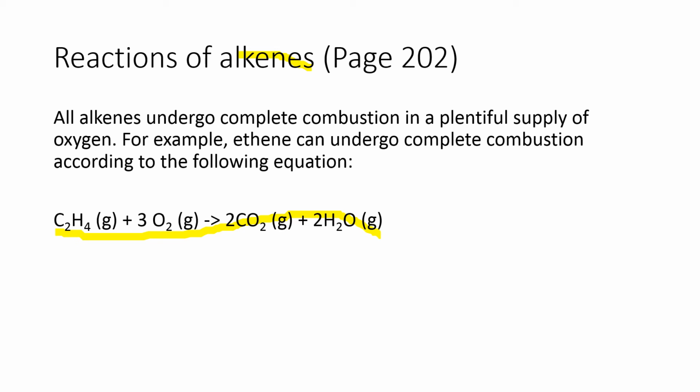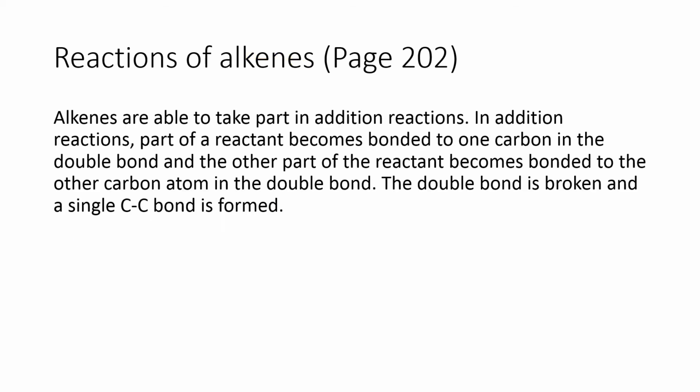Complete combustion means that it releases carbon dioxide and water only. It will not release any other product. In this case, it has complete combustion because it releases carbon dioxide and water, and the state of the products is in gaseous form, as you can see. So make sure you know that alkenes can undergo complete combustion, which means they can burn in the presence of oxygen to produce carbon dioxide and water. Moving on to the next slide.